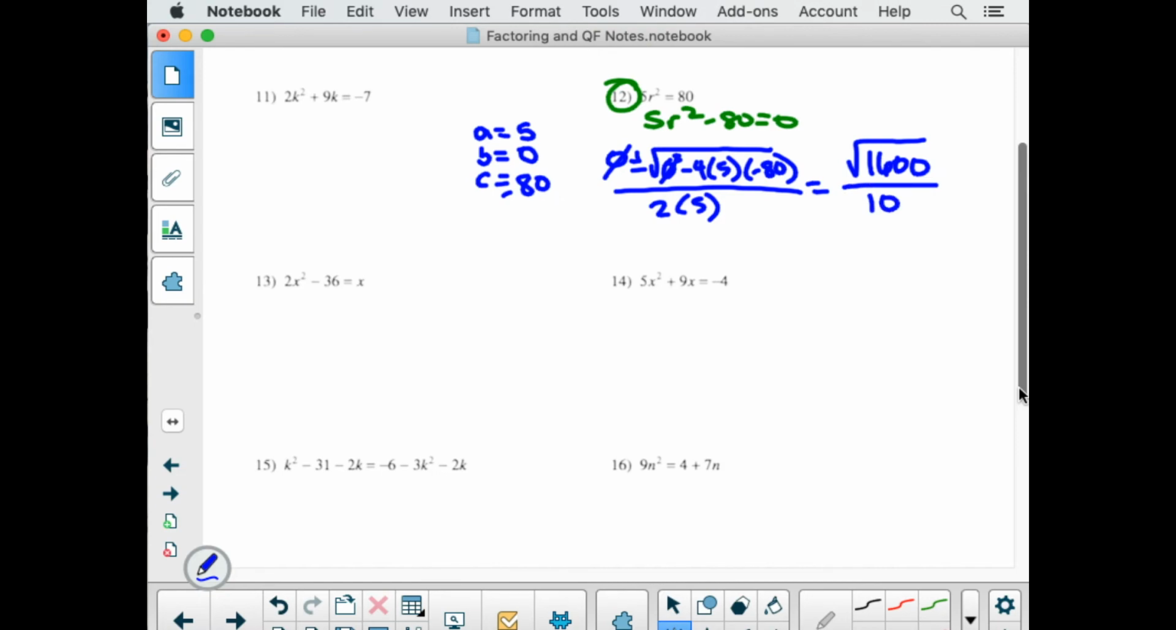Now, careful, don't lose that plus or minus in front of the square root. You want to make sure that you keep hold of those because that's going to help us make sure we have our 2 solutions. Now I would go to my calculator and try to take the square root of 1600. You should be able to get that to be 40. So we have plus or minus 40 over 10. Now remember, that's going to split into 2 equations, positive 40 over 10 and negative 40 over 10. Simplify both these and we have 4 and negative 4 for our solutions for r.